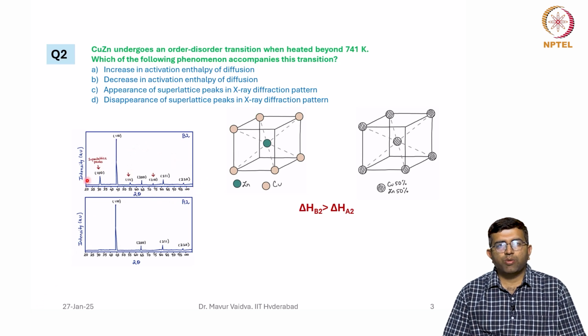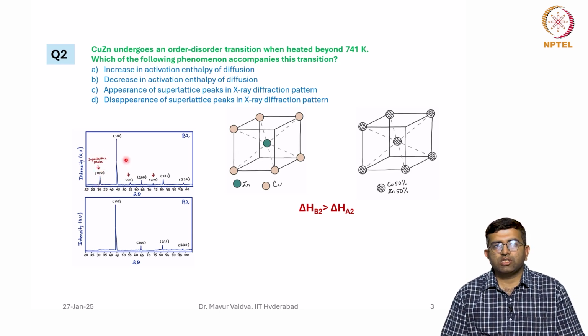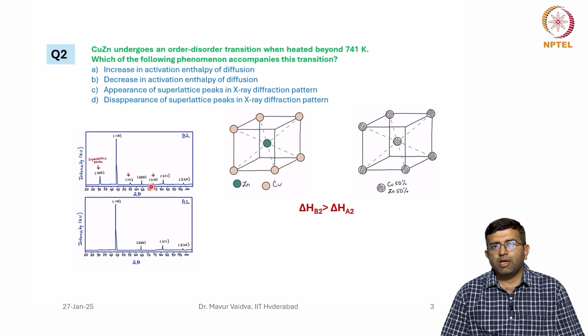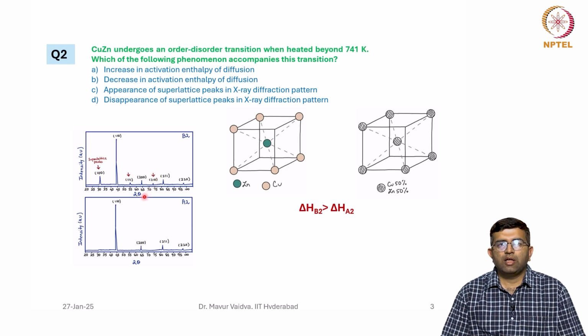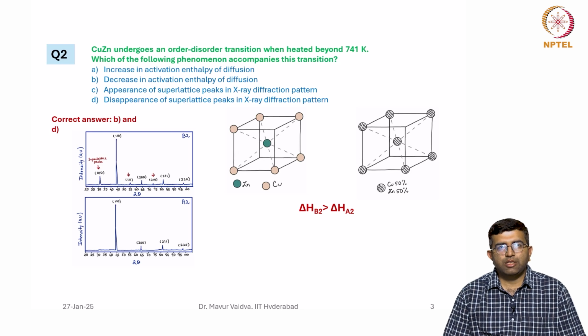These are the superlattice peaks. For example, 100 is not usually seen in a BCC structure, because of the extinction rules where the sum should be even. But that changes for B2, and these are the superlattice peaks you see here marked by the arrows. When you heat it, these superlattice peaks will vanish and you will have a conventional A2 structure, which is BCC. So the correct options are B and D.